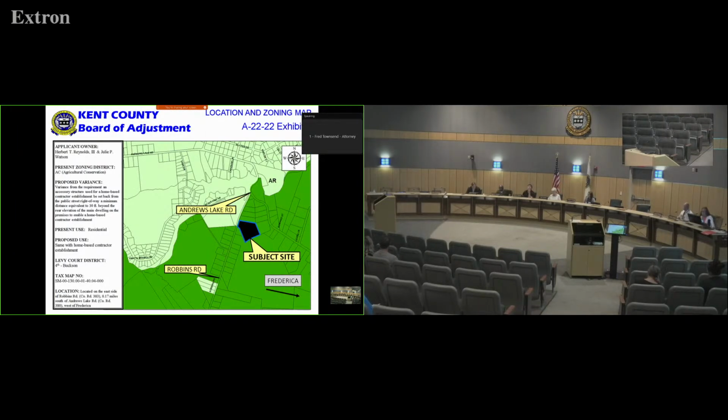Next, we have application A-22-22 for Herbert Reynolds and Julie Watson. The variance from a requirement that an accessory structure used for a home-based contractor establishment be set back from the public street right-of-way a minimum distance equivalent to 30 feet beyond the rear elevation of the main dwelling on the premises to enable a home-based contractor establishment.